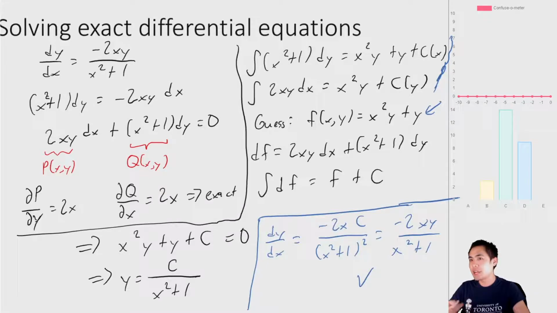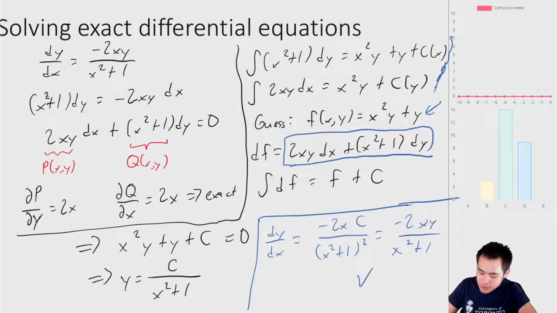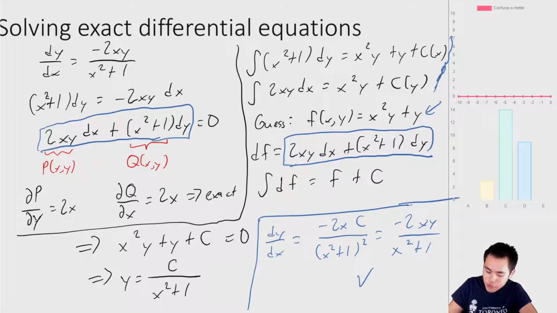There's some way of guessing your f of x y, and once you guess the f of x y, you note that df is equal to this entire thing, right? But this box here is precisely this box. And therefore, you know that df is equal to 0, right? And so here what you have is the integral of df is equal to the integral of 0.